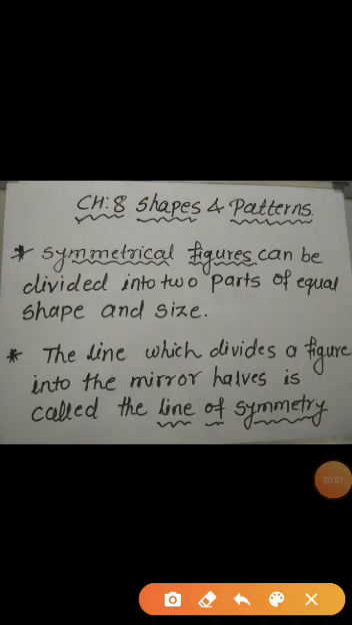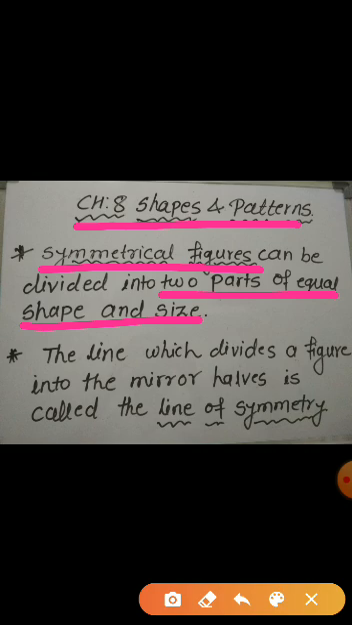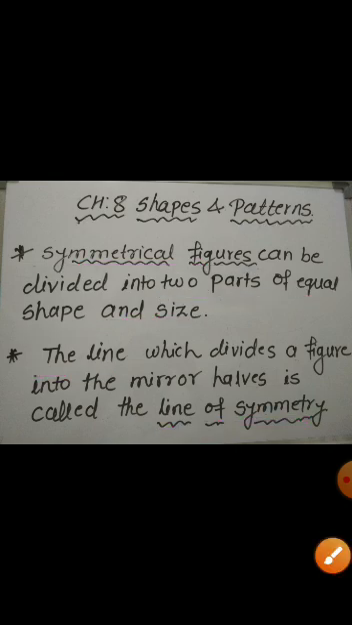Students, today I am going to start the new chapter, that is chapter number 8, Shapes and Pattern. But before we start, let us revise once what is a symmetrical figure and line of symmetry, which we have already learned last year in 3rd standard. Now what do you mean by symmetrical figures? The figures which can be divided into two parts of equal shape and size are called symmetrical figures. And the line which divides the figure into two mirror halves is called the line of symmetry.